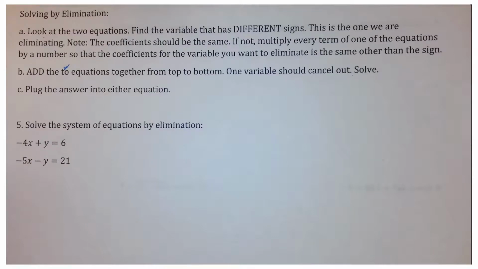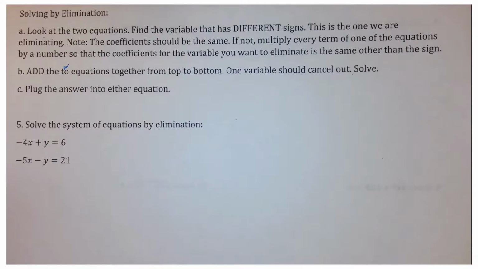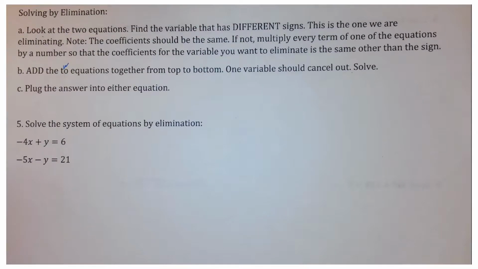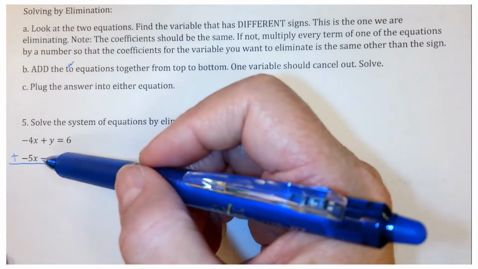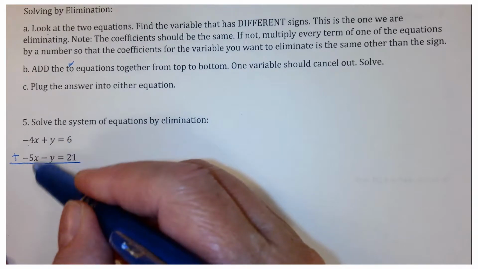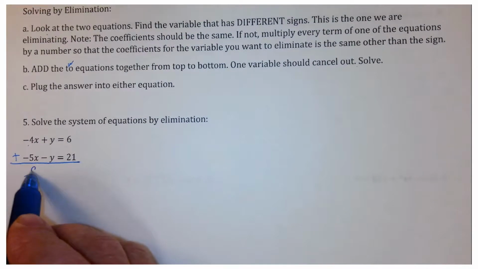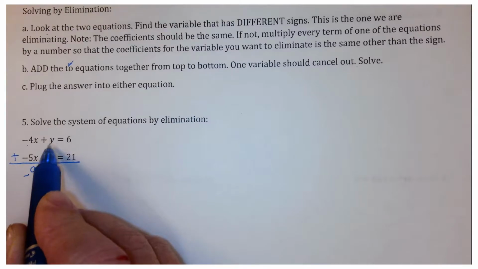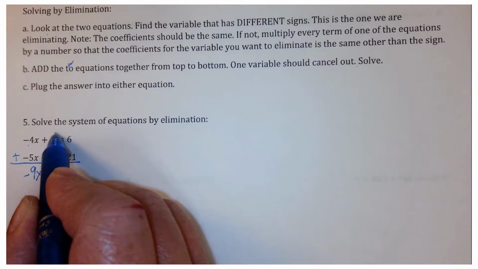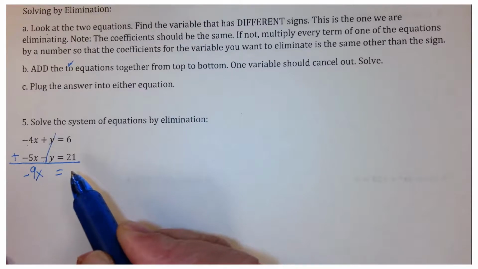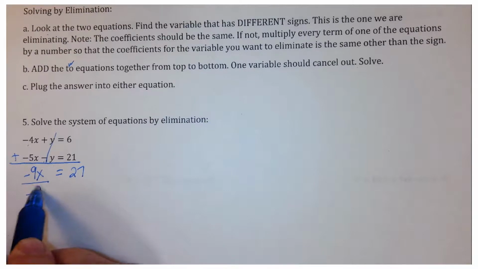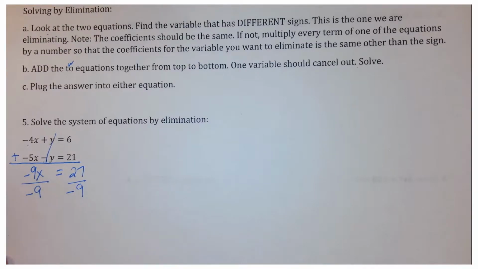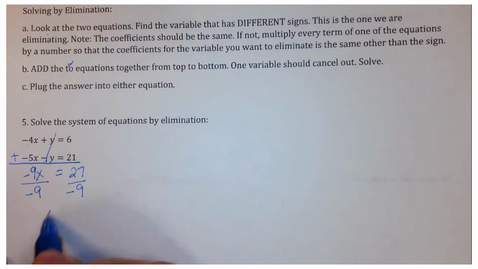If that doesn't cancel out, then there's some more work you have to do, and I will show that on the next example. So all we're going to do here is just add top to bottom. We've got negative 4x and negative 5x. That gives me negative 9x. Y minus y just eliminates. That goes away. And then 6 plus 21 is 27. We divide both sides by negative 9, and we get x is negative 3.